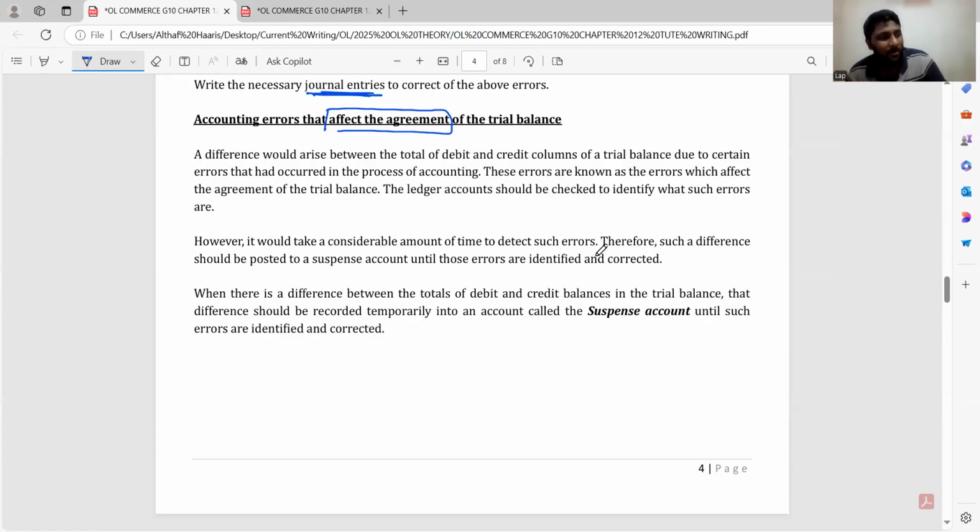When you look at the trial balance, you can't see whether there is an error or not. You can't get an indication whether there are any errors. But for certain errors, when you look at the trial balance itself, you will be able to tell that there is a mistake in your accounts.